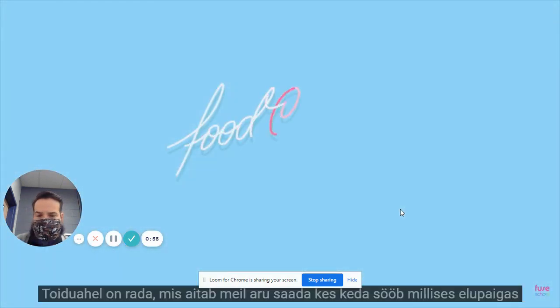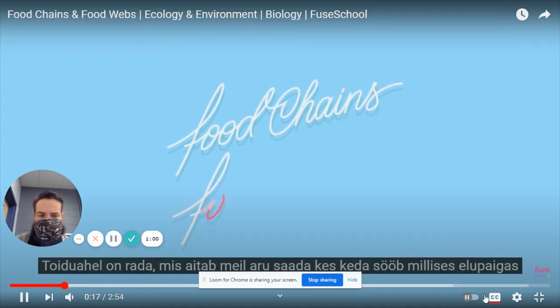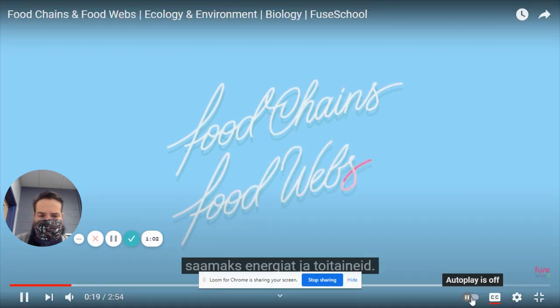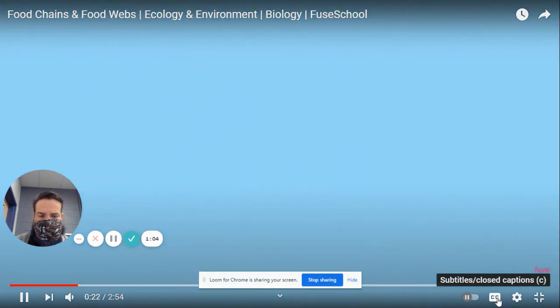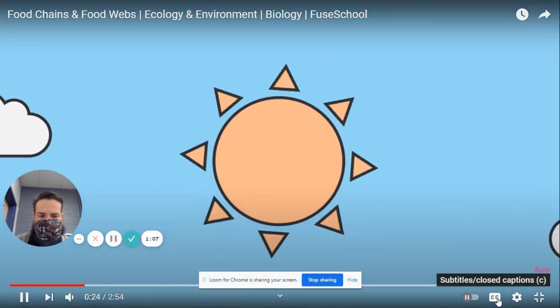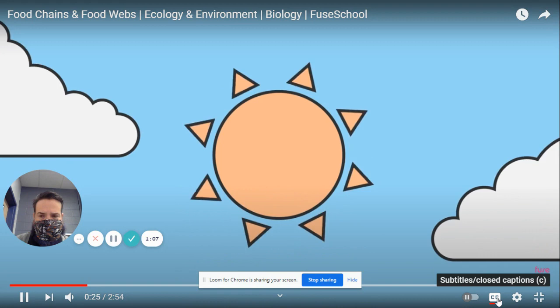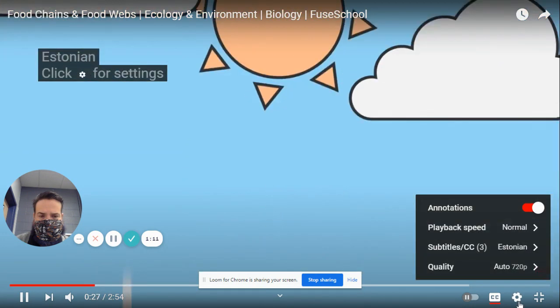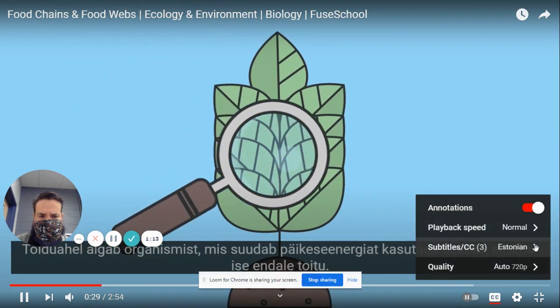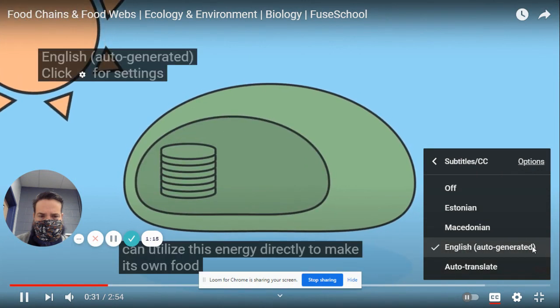Food chain is a single path which helps us work out who eats whom in a habitat in order to get the energy and materials required for nutrition. Ultimately, the sun is the initial source of energy for nearly all living things. The food chain begins with an organism that can utilize this energy directly to make its own food.